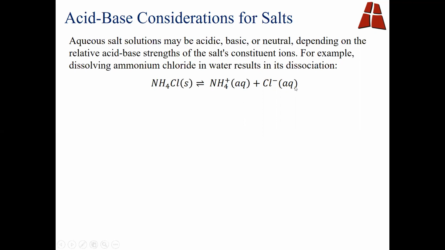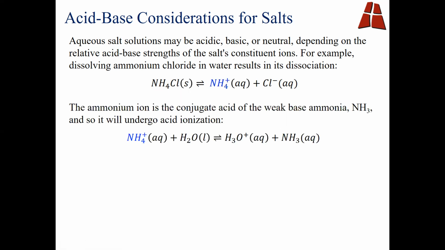For example, if we have the salt ammonium chloride, then we need to consider the relative acid-base strength of the salt's constituent ions. If we think about ammonium chloride, NH4Cl, dissolving, we would end up with NH4 plus and Cl minus, right? The ammonium ion is going to be the conjugate acid of the weak base ammonia, NH3. And so it will actually undergo another reaction with water where it makes hydronium and NH3. And NH3 is now our conjugate base, with ammonium, NH4 plus, being our acid, right?